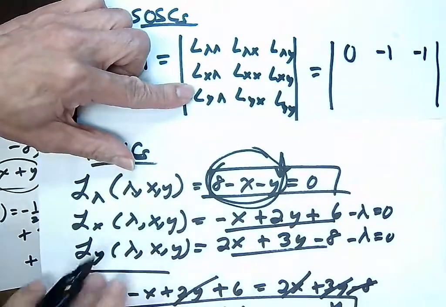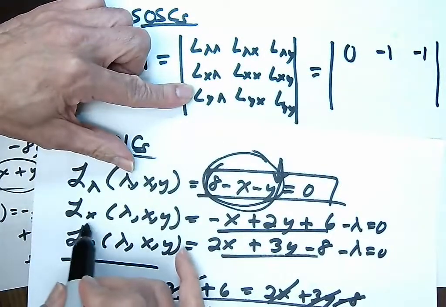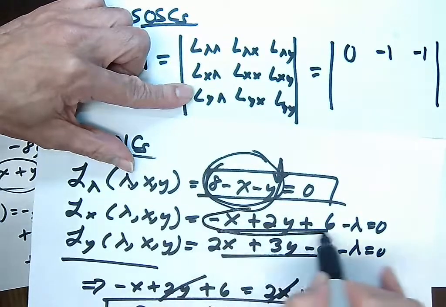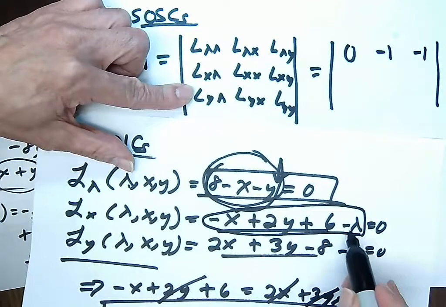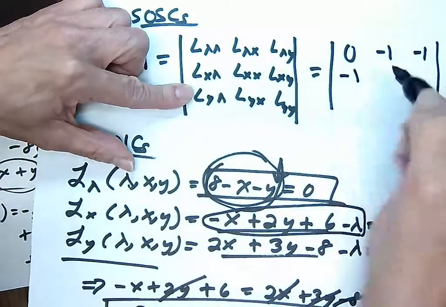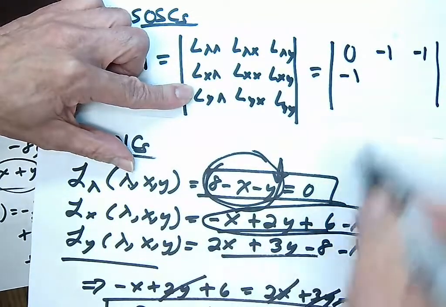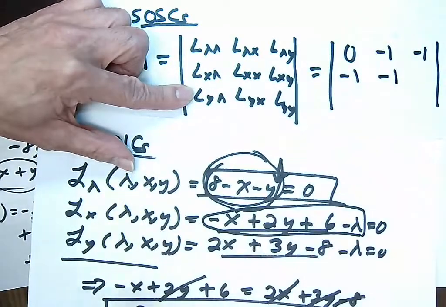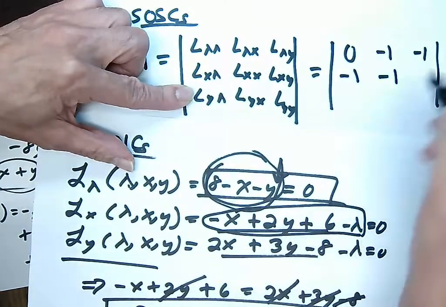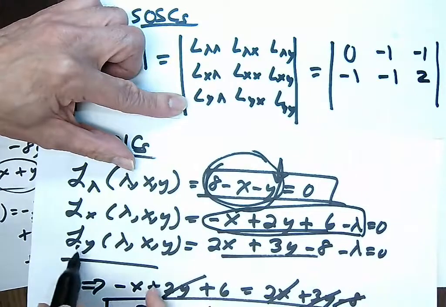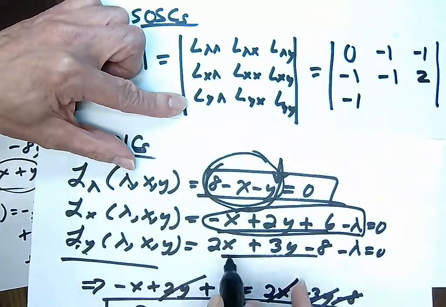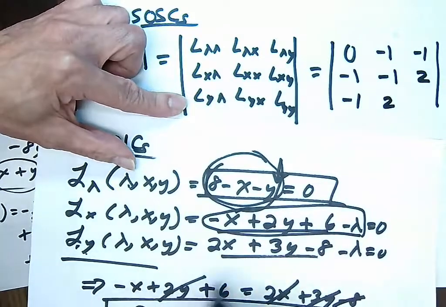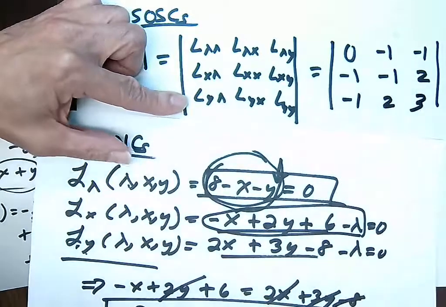Lx lambda, go to Lx, the first order partial of the Lagrangian with respect to x, Lx, before we set it to 0. What's Lx lambda? -1, the coefficient of lambda. Lxx, the coefficient of x, which is -1. Lxy, the coefficient of y, which is 2. Ly lambda, -1, the coefficient of lambda. Lyx, 2. And Lyy, which is 3.